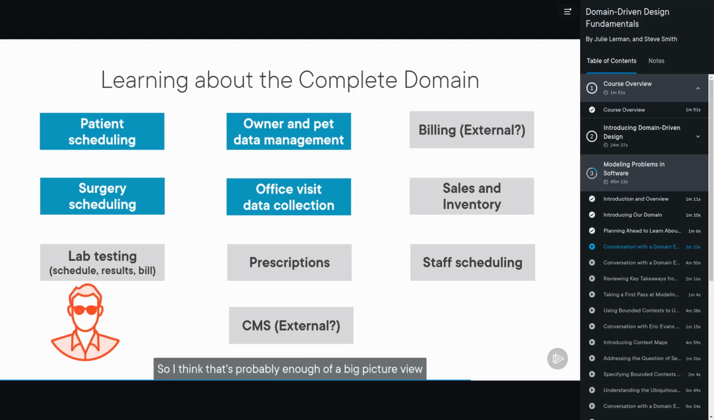Cool, so I think that's probably enough of a big picture view for us to consider at the moment. Now let's try and think about which of these are connected to the others, so we can determine which ones we need to worry about for our application's needs.